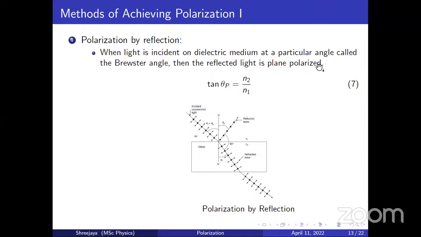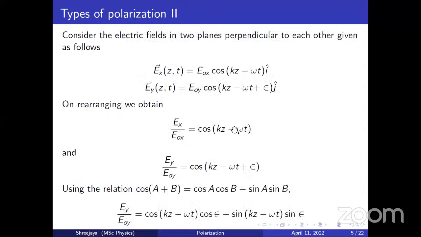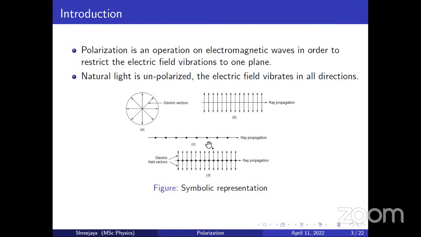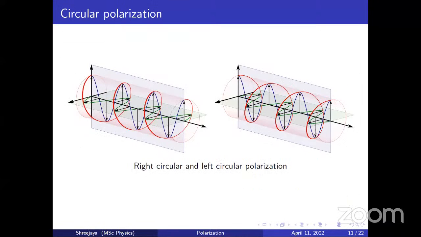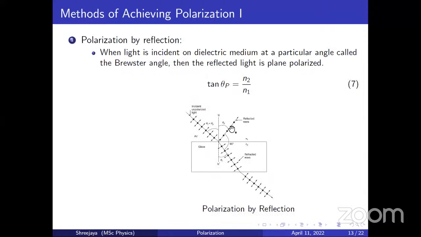Plane polarized is another name for linearly polarized, and this notation, as I showed in the beginning, is for the horizontal linearly polarized light. So this is the horizontally linearly polarized light, and the Brewster angle is given by this expression, that is, tan of the Brewster angle is the ratio of the refractive indices of the second medium to the first medium.